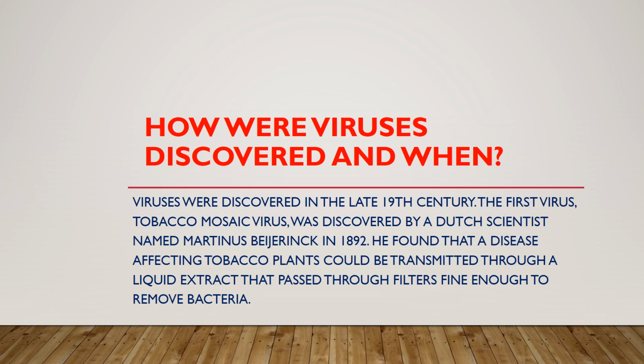How were viruses discovered and when? Viruses were discovered in the late 19th century. The first virus, tobacco mosaic virus, was discovered by a Dutch scientist named Martinus Beijerinck in 1892. He found that a disease affecting tobacco plants could be transmitted through a liquid extract that passed through filters fine enough to remove bacteria.